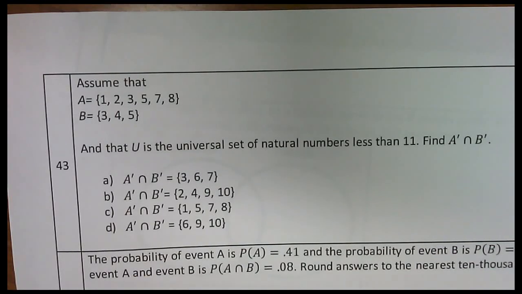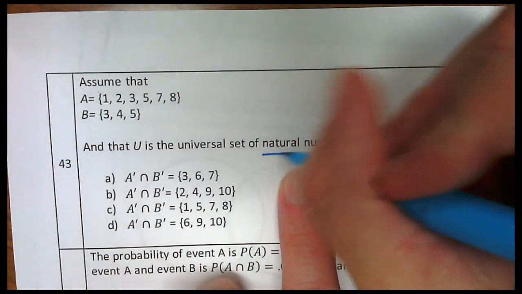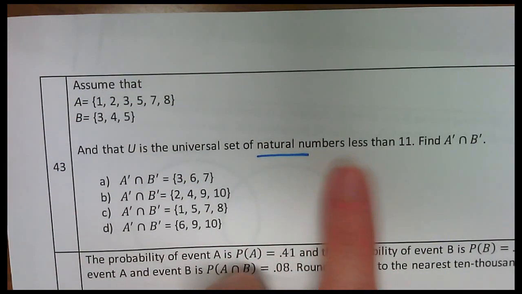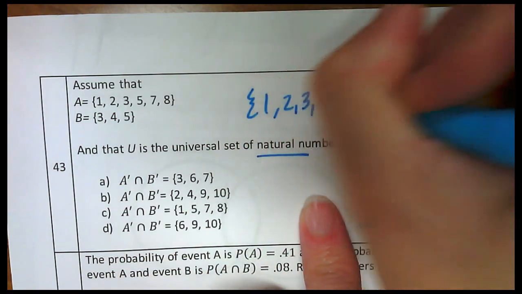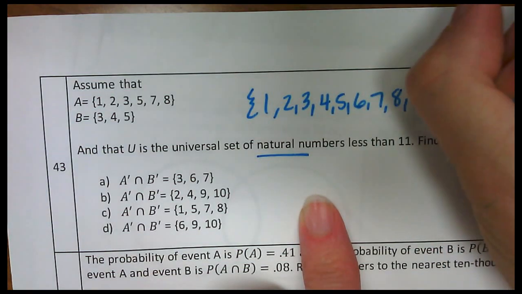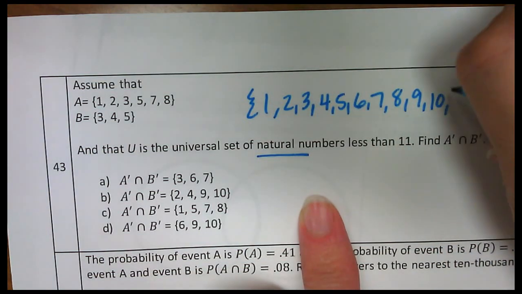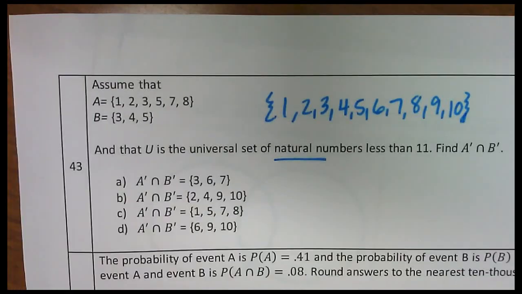All right, for this question, we have two sets, and we have the universal set of natural numbers that are less than 11. So natural numbers are counting numbers. So we're going to write out that set to help us with this problem. Okay, we're going to stop at 10 because since we're doing less than 11, we don't include 11.